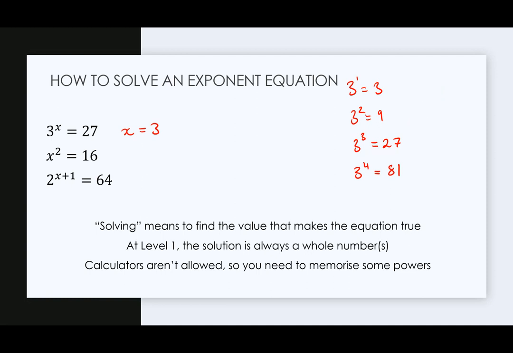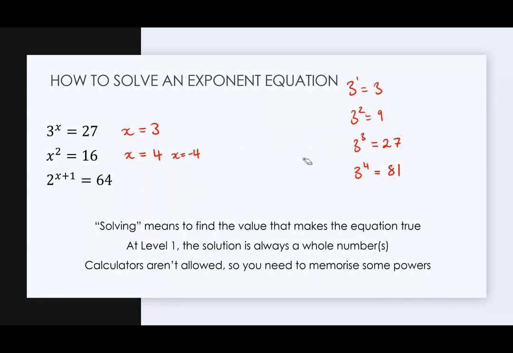Next up, x squared equals 16. So what value, when you multiply it by itself, gives you 16? Well, you might know that the value must be 4, which is just the square root of 16. However, that's only half the solution. You might also know that negative 4 squared equals negative 4 times negative 4. And a negative times a negative is a positive. So that's actually going to give me positive 16, which means that also negative 4 is a solution too.